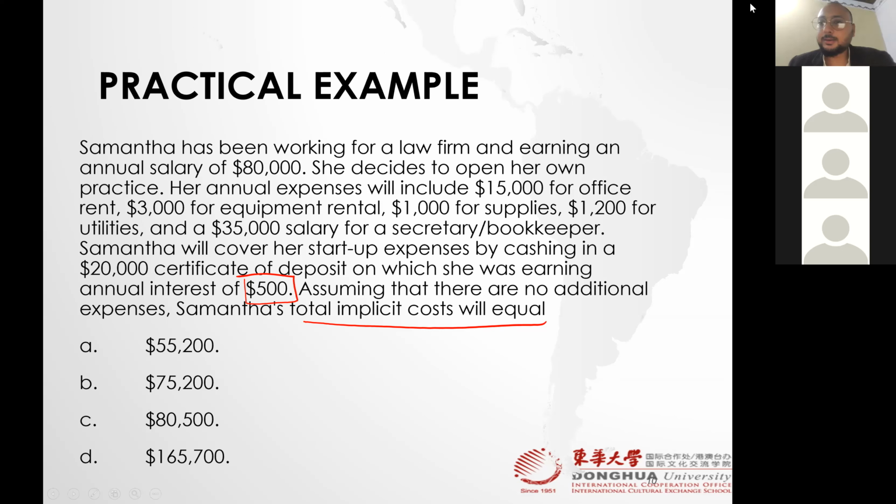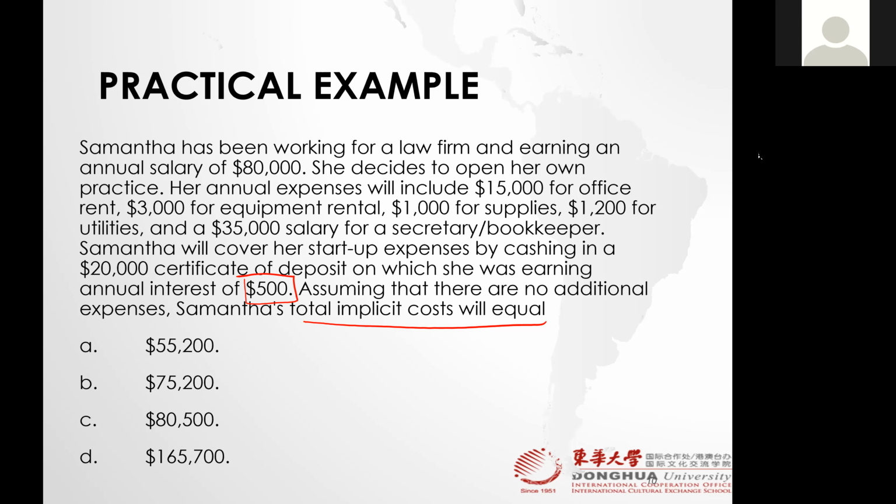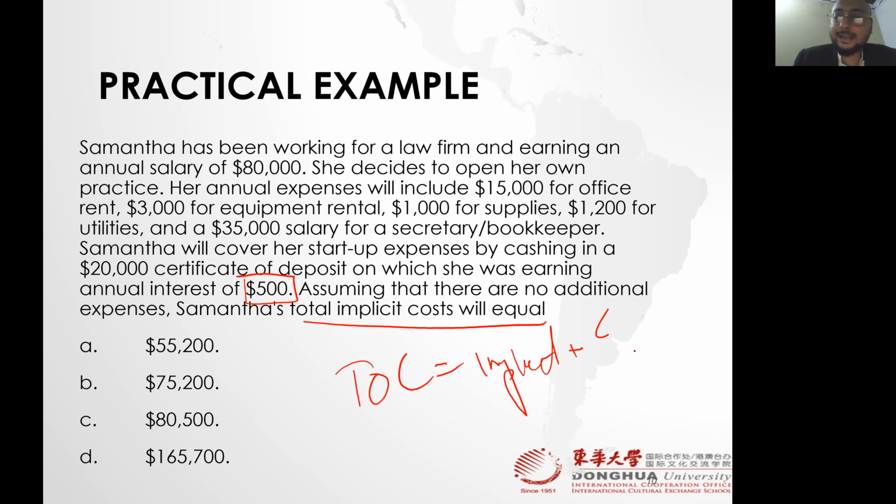Can you comment on that? Yes, so in order to get the answer, I need to subtract both explicit and implicit cost, right? No. To determine total, implicit plus explicit. The question says you need to find out implicit cost. How much is that?